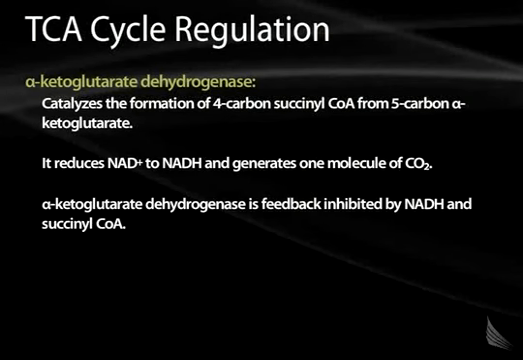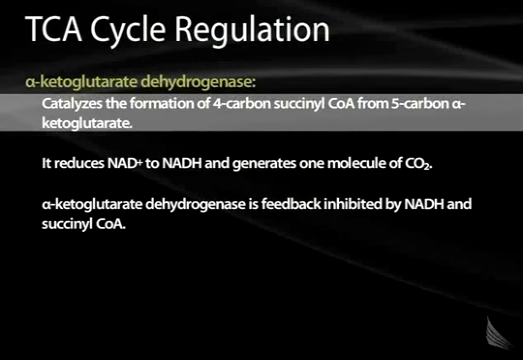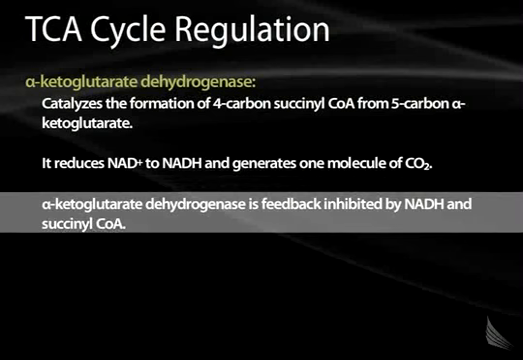The last regulated step is that of alpha-ketoglutarate dehydrogenase. Alpha-ketoglutarate dehydrogenase takes the 5-carbon alpha-ketoglutarate and converts it to the 4-carbon molecule succinyl-CoA. It also reduces a molecule of NAD plus to NADH, and it generates the second molecule of CO2 that's produced by the TCA cycle. Alpha-ketoglutarate dehydrogenase is feedback inhibited by NADH. Again, when energy levels are high, signaled by high levels of NADH, this step will be inhibited. It's also inhibited in a negative feedback fashion by succinyl-CoA, which is its immediate downstream product.